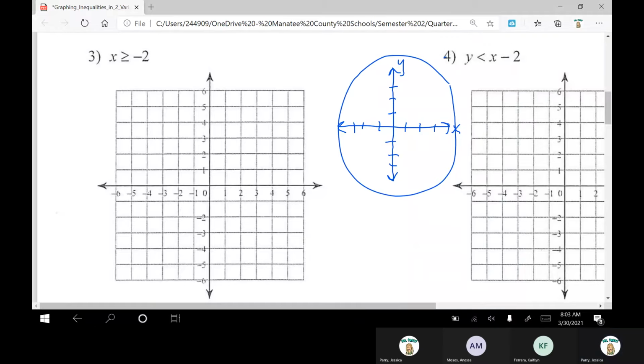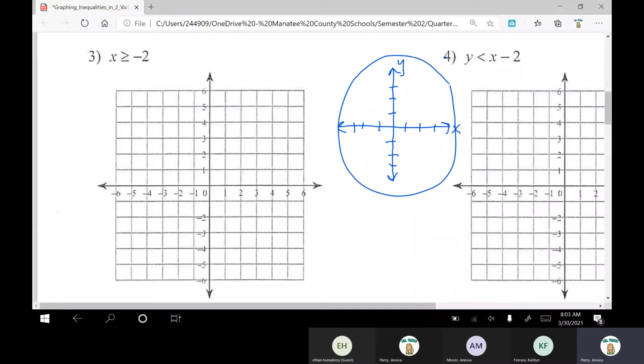Okay, so let's do number 3 together because this is a weird one. There's no other examples like number 3 on this page, but I still want to kind of expose you guys to it a little bit. So the first question we'll do together, number 3, it says x is greater than or equal to -2. It says the greater than or equal to because it doesn't look like the letter L.